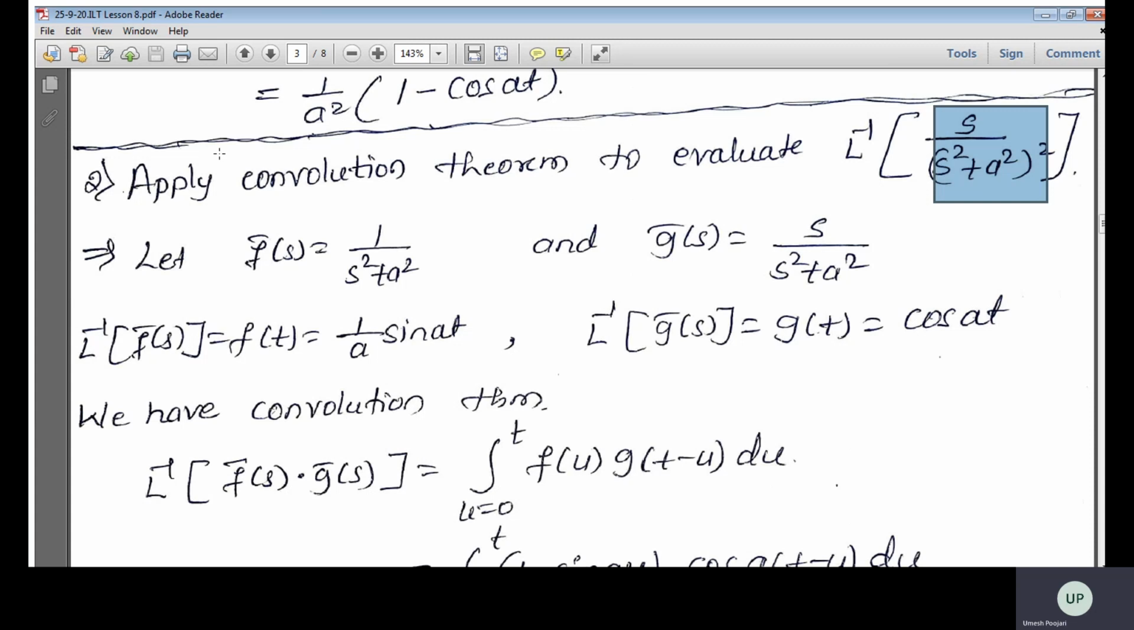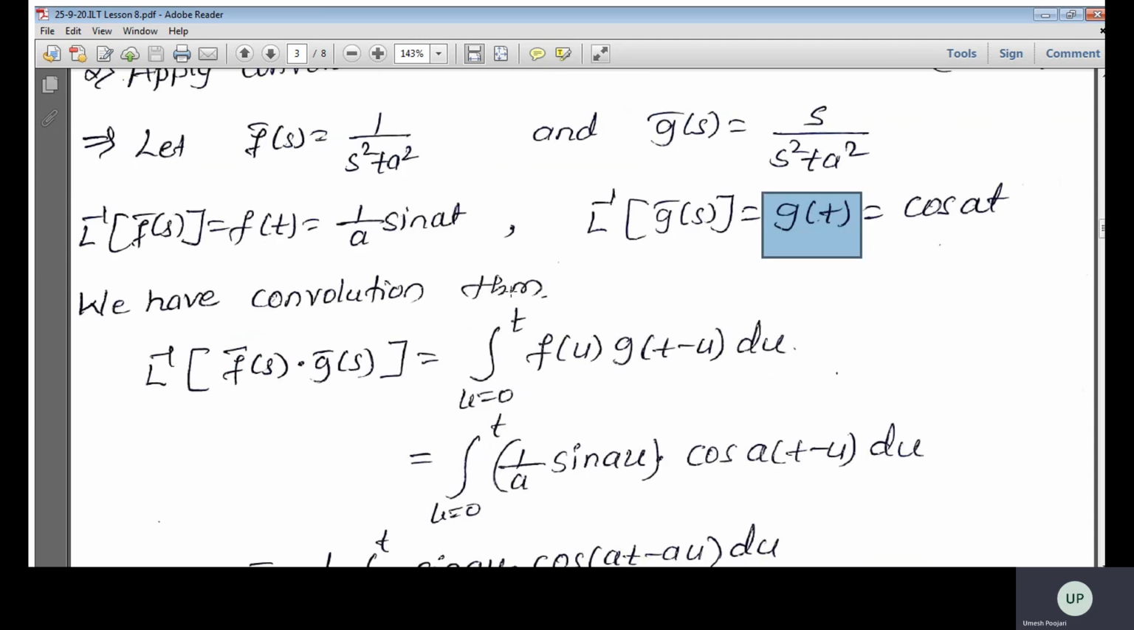Now if you find the inverse, L inverse of f bar of s equal to how much? That is f of t. L inverse of 1 by s square plus a square will be 1 by a into sine at. Similarly, L inverse of g bar of s, that is g of t, will be cos at. Now after obtaining f of t and g of t, we shall use the convolution theorem.